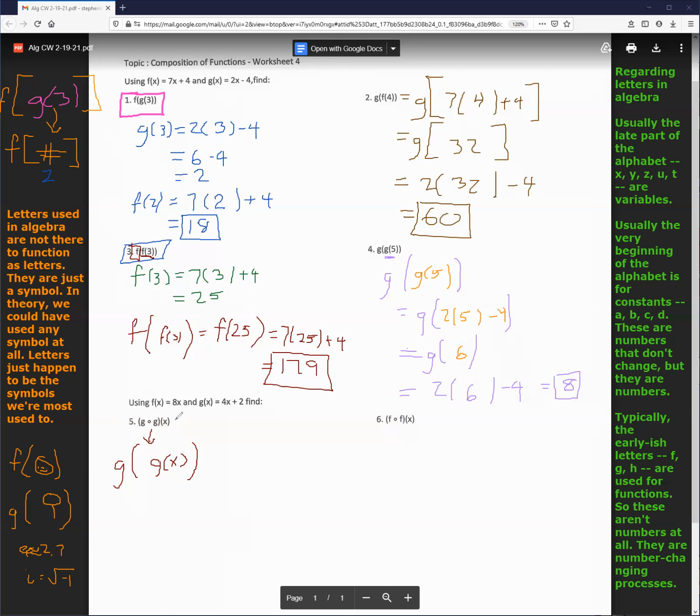Okay, so there's two things that are different about this question. The first is that they use the little circle notation to represent composition. The other thing that they did different is they're not giving us a number. They're saying, let's just do it in formula form. And that's a little awkward, but I'm going to do it the way that I did numbers 2 and 4, which is I'm going to say g of, what is g of x? This g of x is 4x plus 2.